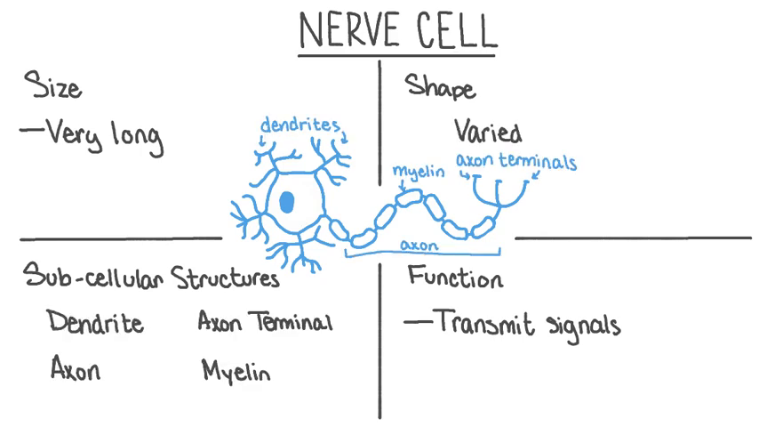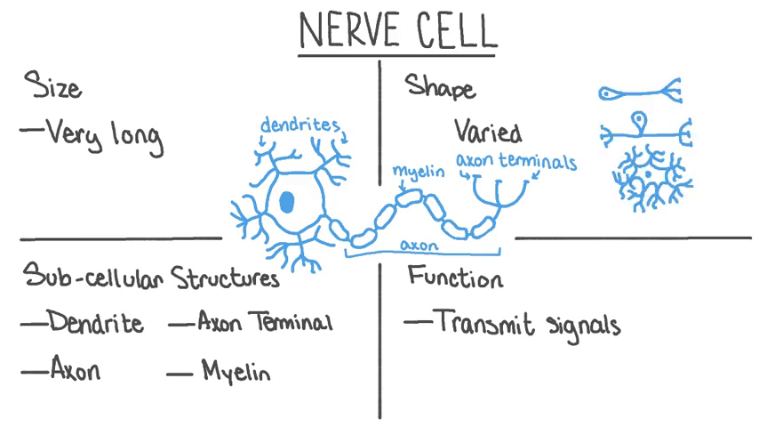Nerve cells, also called neurons, have many different subcellular structures, including dendrites, which receive signals from other cells, the axon, which transmits the signal, the axon terminal, which delivers the signal, and the myelin sheath, which acts in a similar fashion to electrical insulation, which serves the function of speeding up the transmission along the axon.